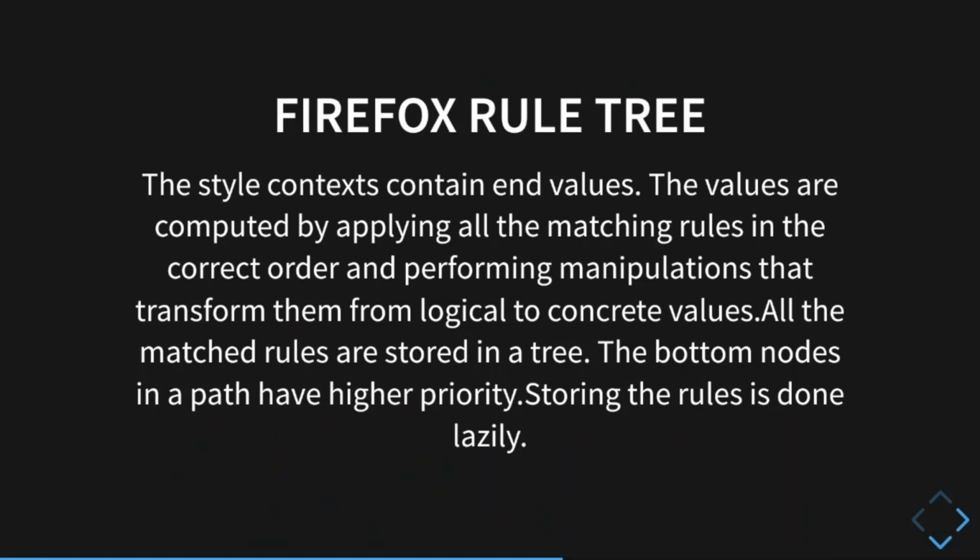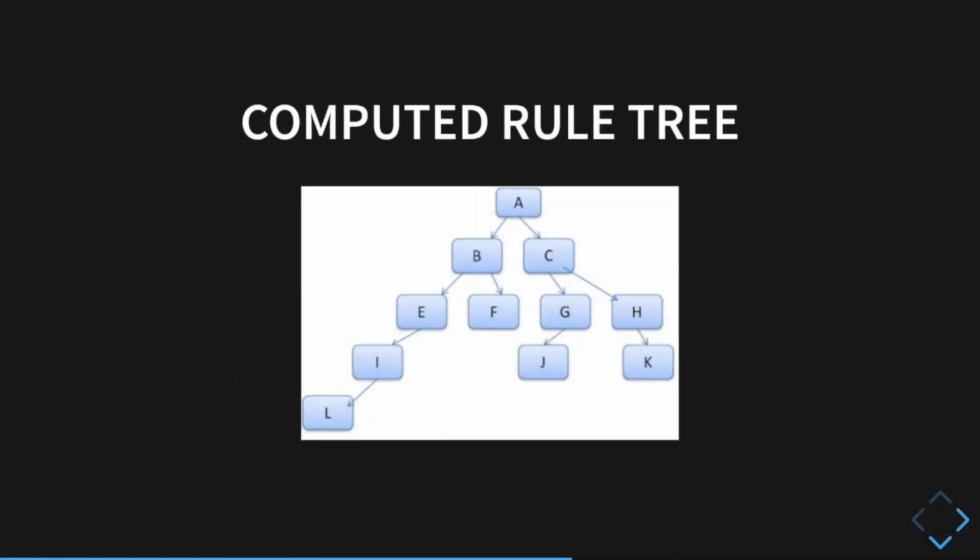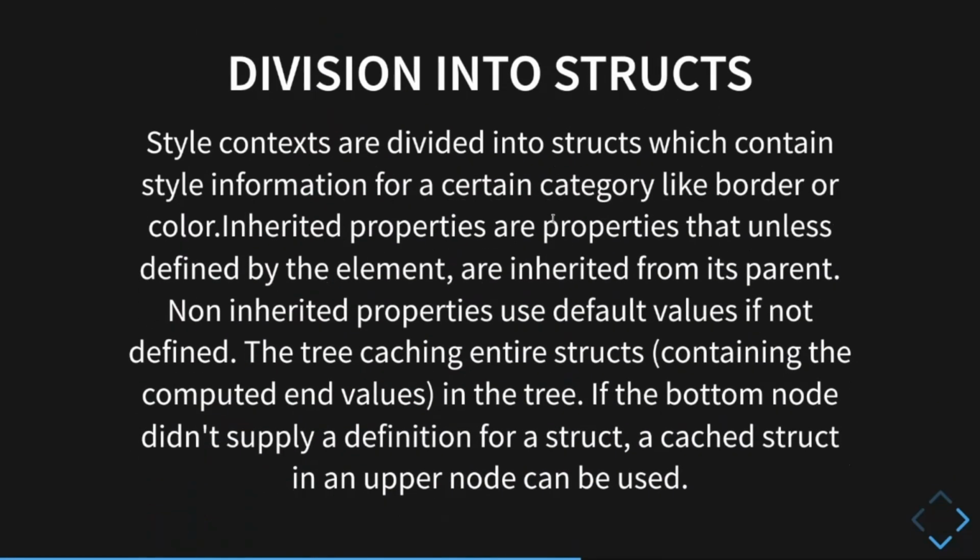The bottom nodes in the path have high priorities. The rule matching is done lazily. So we have a computed rule tree. Division into structs. Style contexts are divided into structs which contain style information for a certain category like border or color. Inherited properties are properties that are not defined by the element and inherited from its parent. Non-inherited properties use default values if not defined. The tree caches entire structs that contain the computed end values in the tree. If the bottom node didn't supply any information for a struct, a cached struct in the upper node can be used.